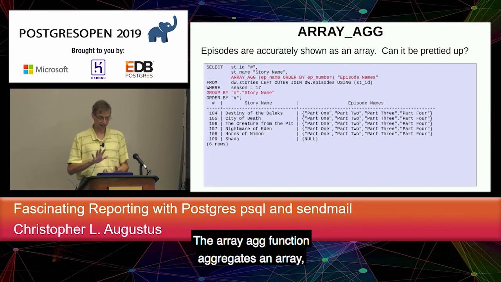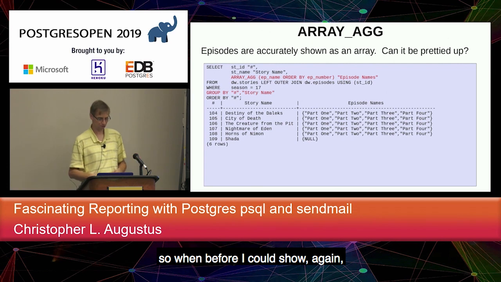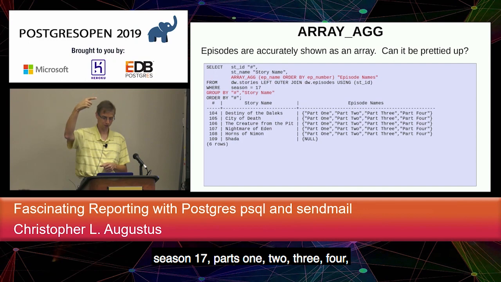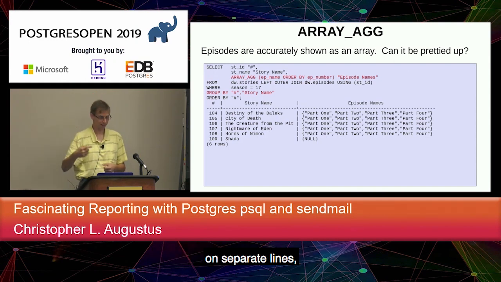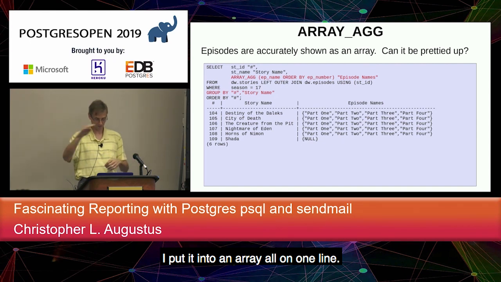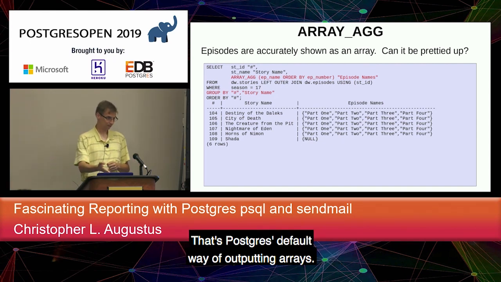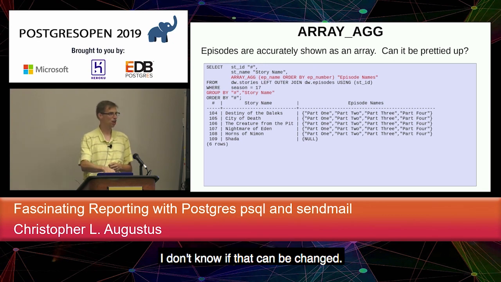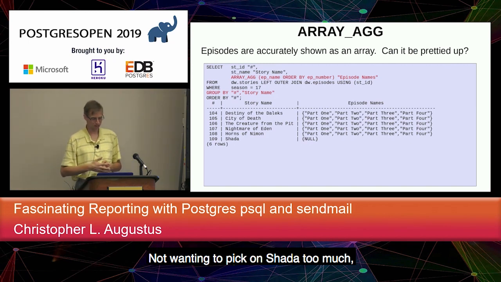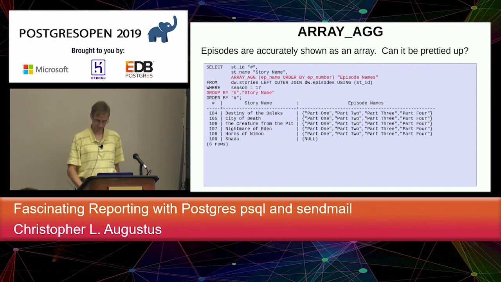The array_agg function aggregates an array. So before, I could show, again, season 17, parts 1, 2, 3, 4 on separate lines. If I aggregate that together, I put it into an array all on one line. And that's Postgres's default way of outputting arrays. I don't know if that can be changed, but that's not really too human friendly. And not wanting to pick on Shada too much, it's got a null array down at the bottom.